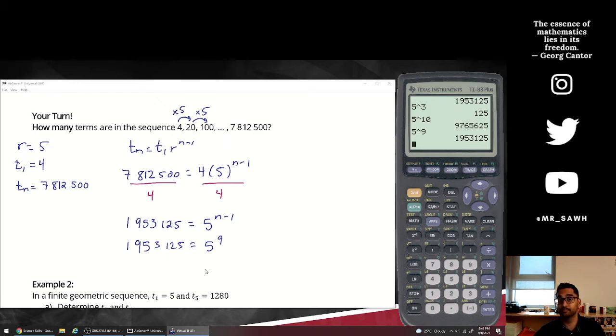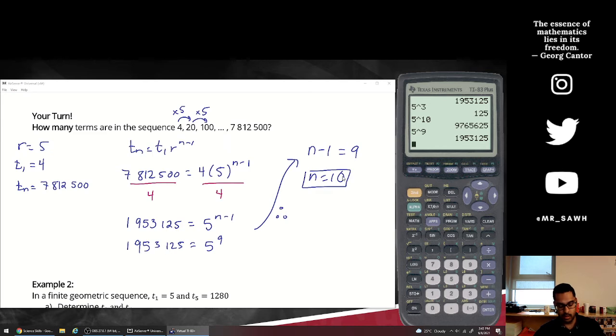Those are equal. Now what I'm able to do is take a look at those exponents. The base is the same, 5. The result is the same thing. So it's the exponents that also have to be equal to each other. That's a natural consequence of this. So that means n minus 1 has to be equal to 9. So if I solve this little tiny equation now, I know that n is 10.